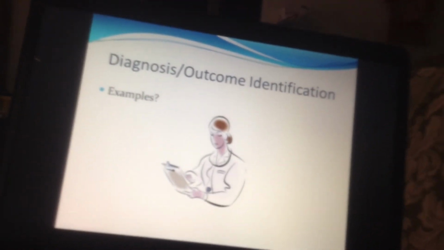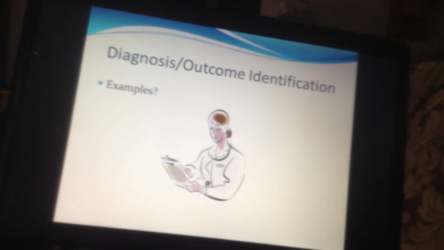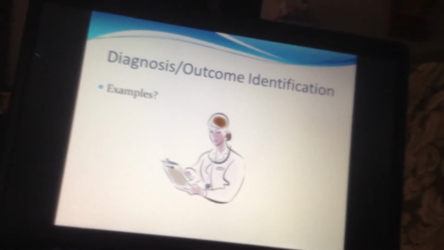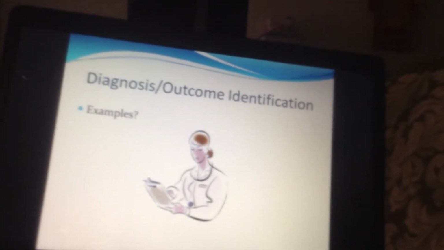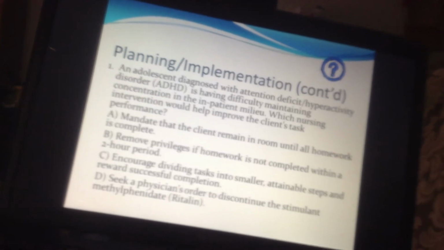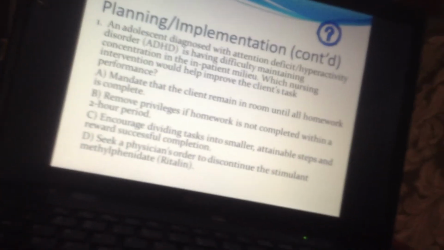What could be some good examples of nursing diagnoses as far as kids with ADHD? Risk for injury, impaired social interaction, low self-esteem, and non-compliance. So those are examples. And with the nursing process, I'm not going to go over all of them because you should be able to apply that by now.